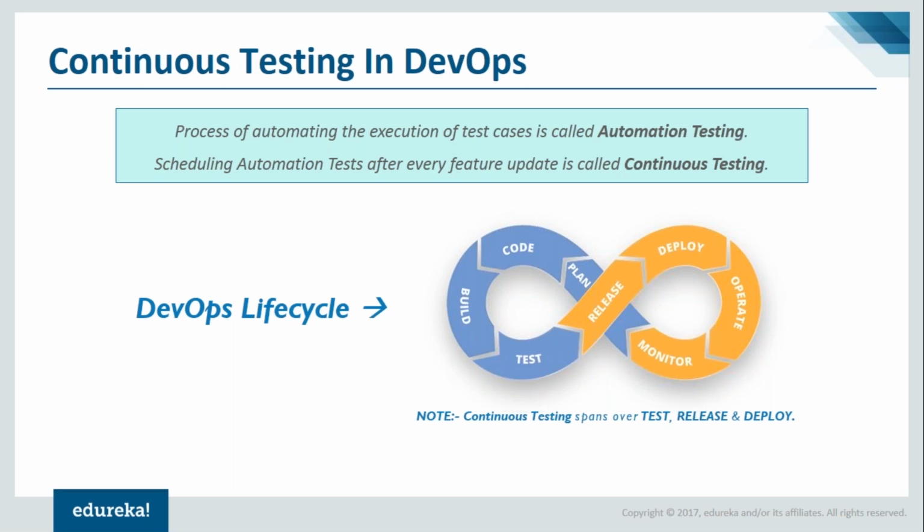Okay, so this is our first topic, that is continuous testing in DevOps. Now a lot of people have this basic confusion, that is, what is the difference between continuous testing and automation testing, right? Let's start with automation testing. So automation testing is basically automating the execution of test cases, right? So you have a lot of test cases, and automating the execution of these test cases is what is called automation testing. And continuous testing is basically the continuous automation of these test cases.